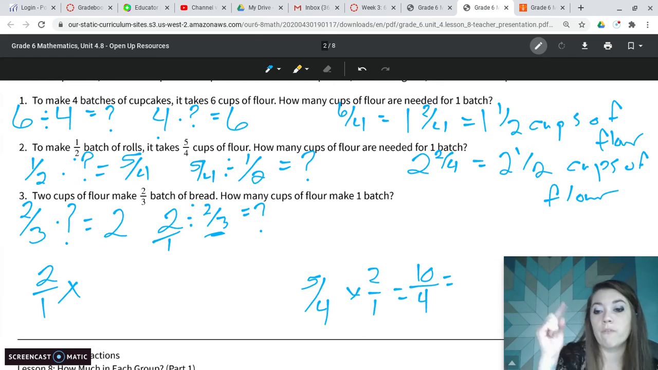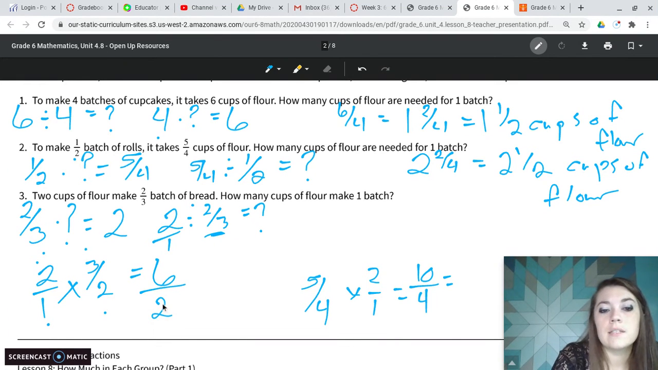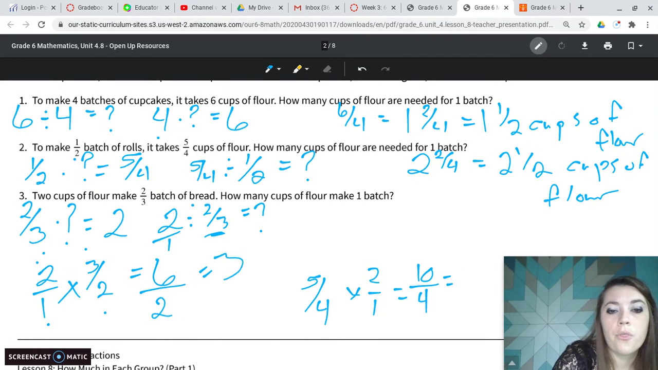So we had 2 over 3. We flip it. Now we have 3 over 2. 2 times 3 is 6, and 1 times 2 is 2, and 6 divided by 2 equals 3. So 3 cups of flour for the one batch.